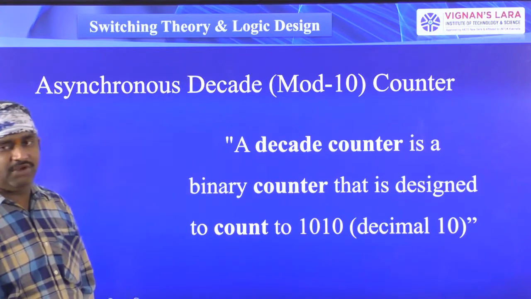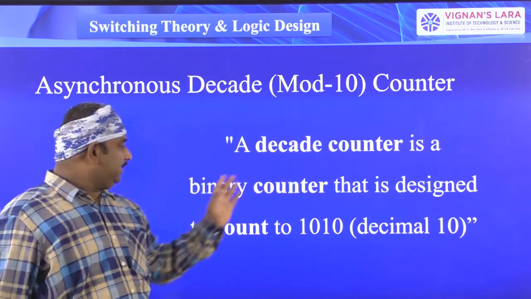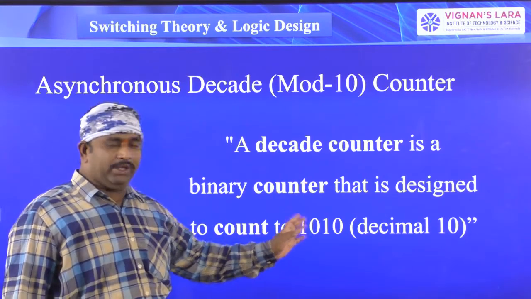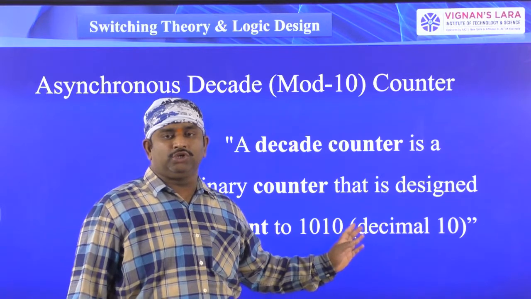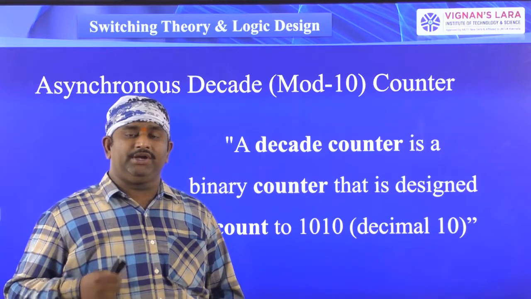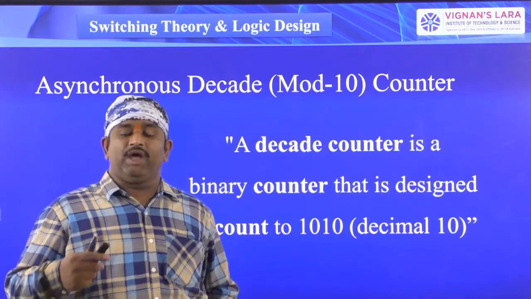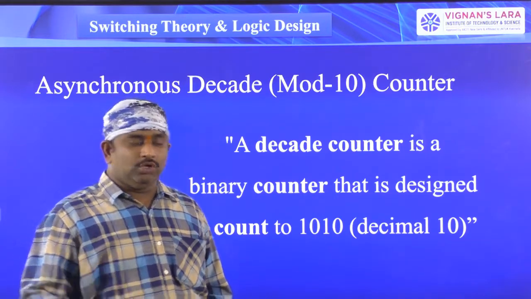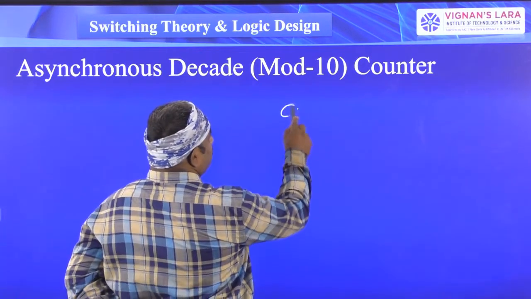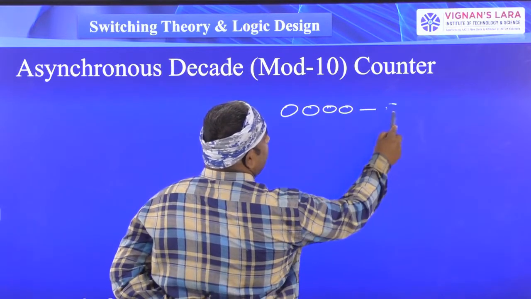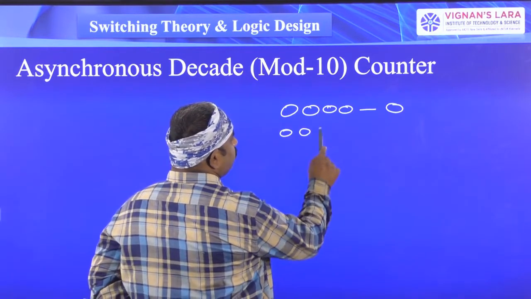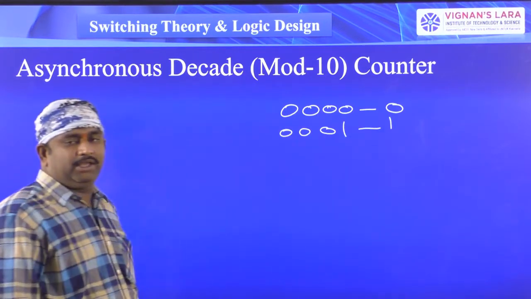Coming to the definition of a decade counter: a decade counter is a binary counter that is designed to count up to 1010. That is, it should count up to decimal 10 values. Whenever it reaches the value 1010, the value is going to be 0 again. So let us see. Here 0, 0, 0, 0 is the decimal equivalent of 0. Next 0, 0, 0, 1 is the decimal equivalent 1.